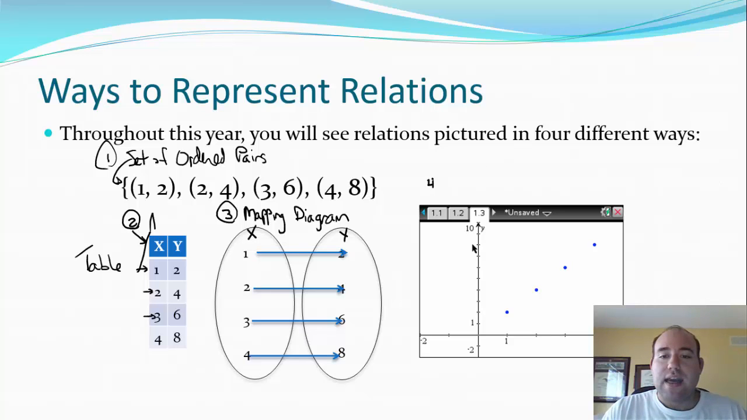And the final one, the big one, the one we're going to use a lot, besides probably tables, is a graph. And that is just each point on the graph represents a different ordered pair in our relationship. The graphs we'll be looking at more frequently this year won't have a set number of points, but rather it'll be a connected line or connected curve. But every one of those points represents a relationship in our relation.